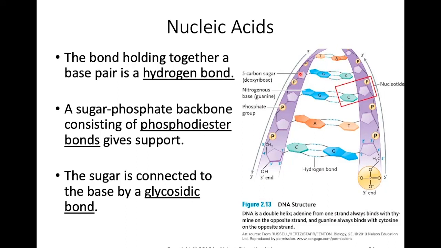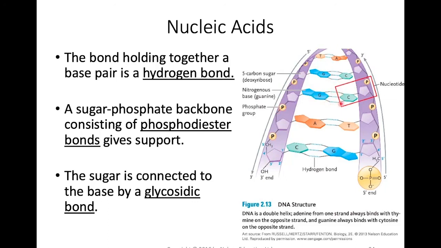Then linking up the sugar phosphate, you create what's known as a sugar phosphate backbone of our DNA molecule. And that consists of phosphodiester bonds. Now I have a diagram that's included in the online learning module section. So take a look at that. That's going to give you a perspective as to the individual bonds.